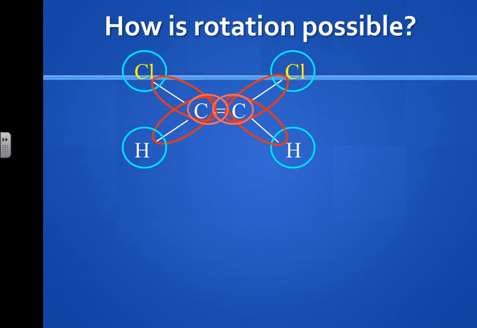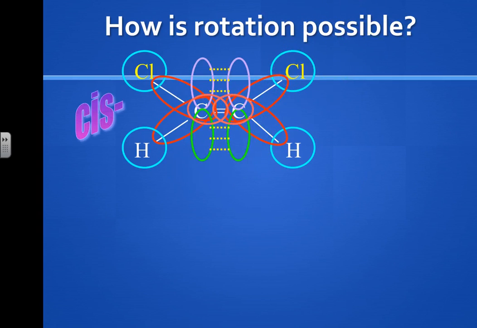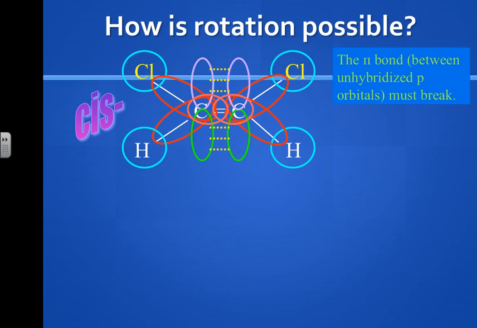Okay, so how is rotation possible? Well, the structure that you see here, is this cis or trans? What do you think? Cis, good. Okay, so the way that this can become a trans shape is by these pi bonds, and by the way, I've color-coded them so that you can see which one was originally on the top and the bottom. So you might remember originally I made it all green or all purple. So here, just color-coded so you can see. Here you can see both of the greens are on the bottom and both of the purples are on the top. Well, what's going to have to happen is the pi bond, which is between these two unhybridized p orbitals, must break. Ready?